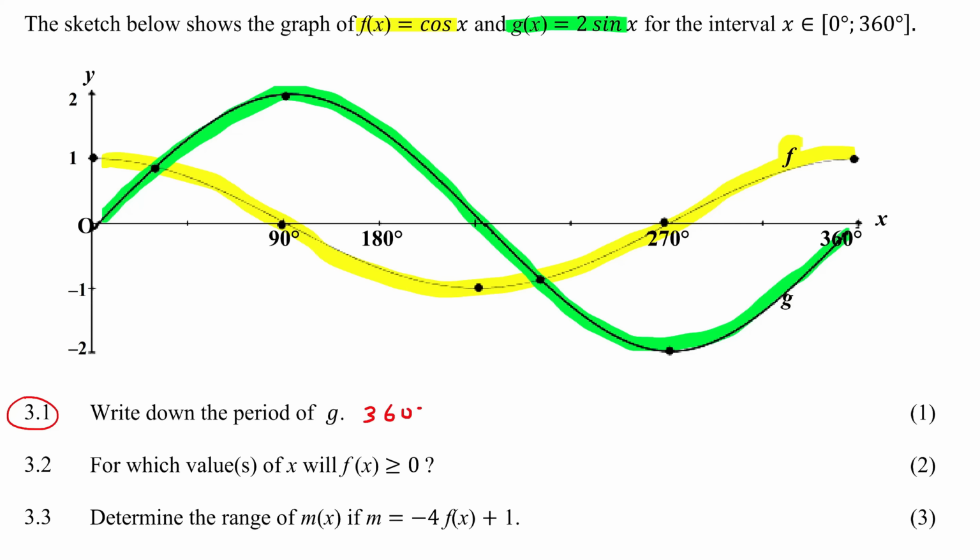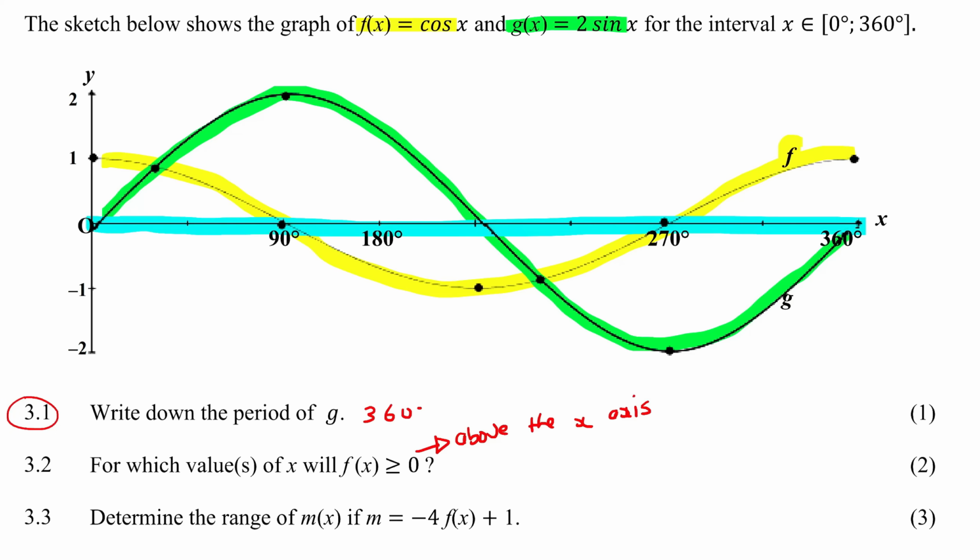Okay, for which values of x will the graph of f, so the yellow one, be bigger than or equal to 0? Now what this means is above the x-axis. So where's the x-axis? Well, the x-axis is this one.